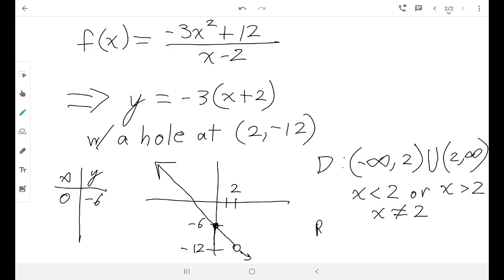Those are all the different ways of talking about the domain. The range has the same thing. You could call it from negative infinity, the theoretical bottom, all the way up to negative 12, and then that unioned with negative 12 all the way up to infinity, or you could say y cannot equal negative 12.